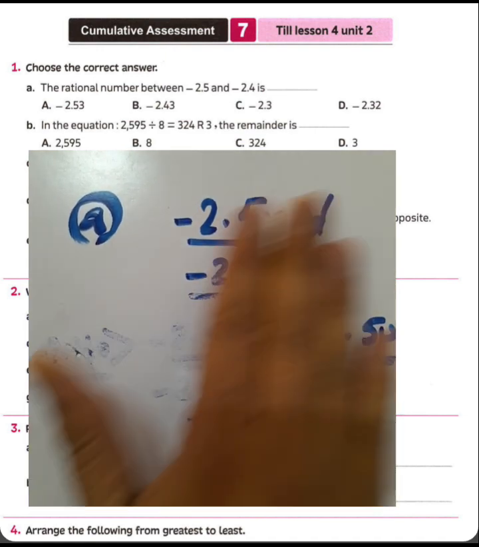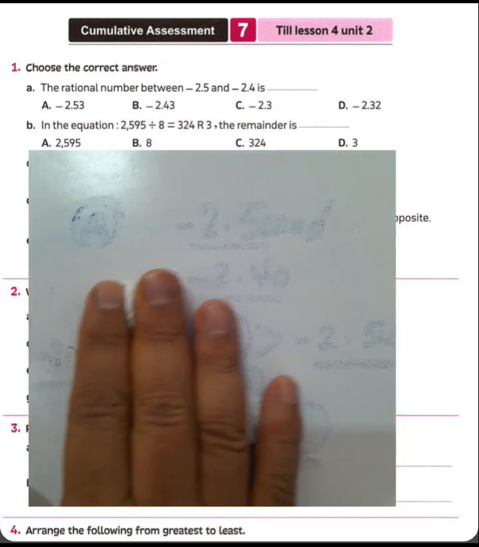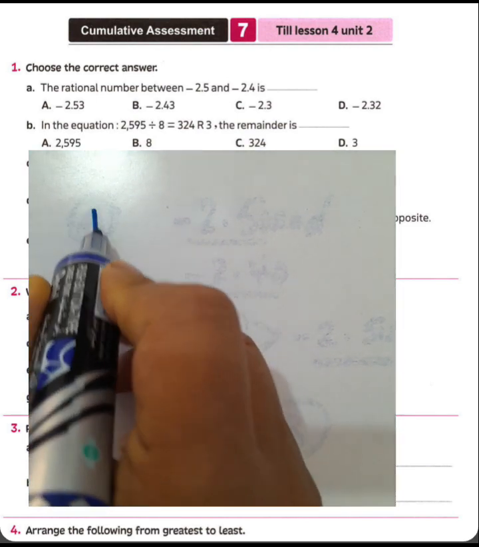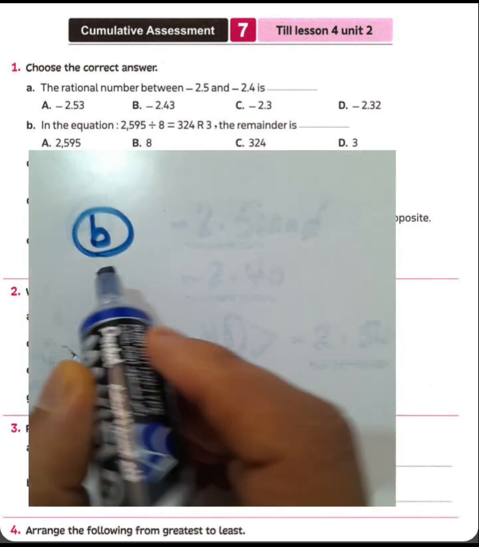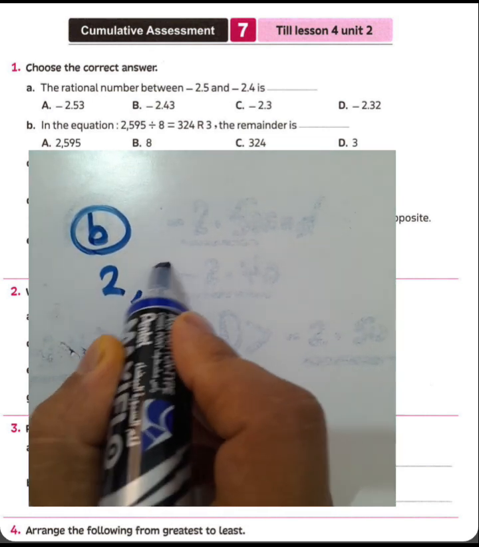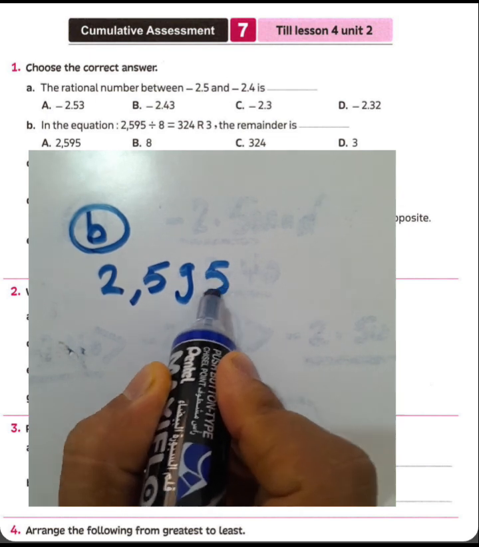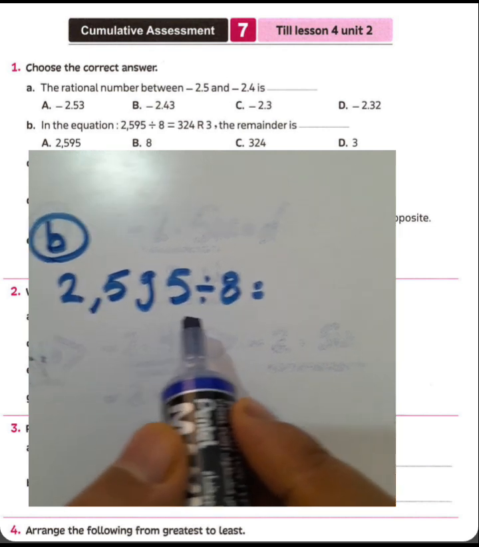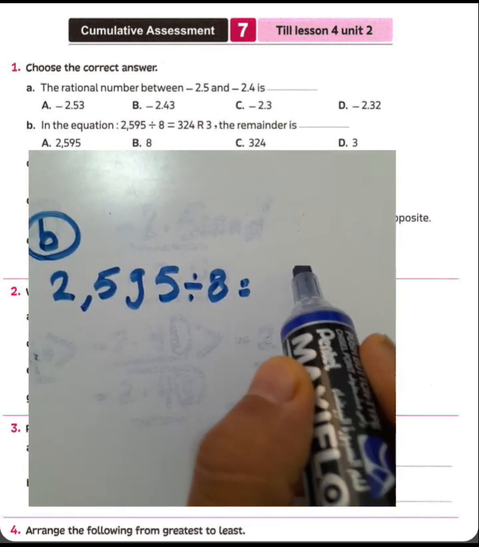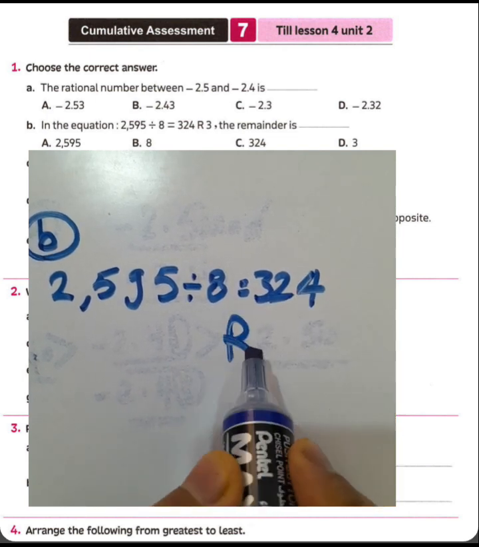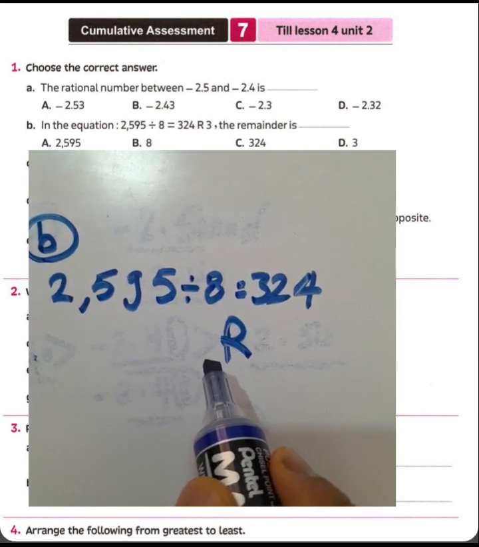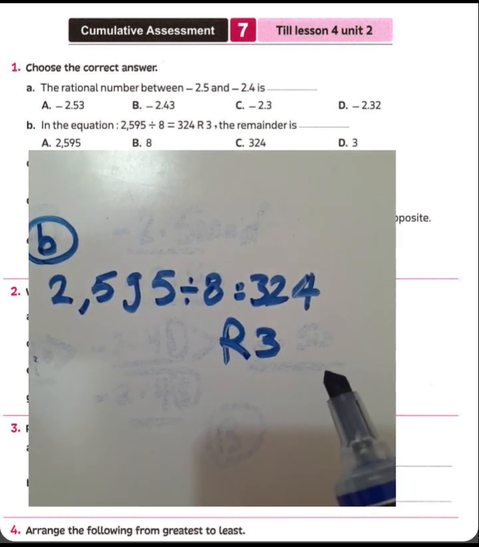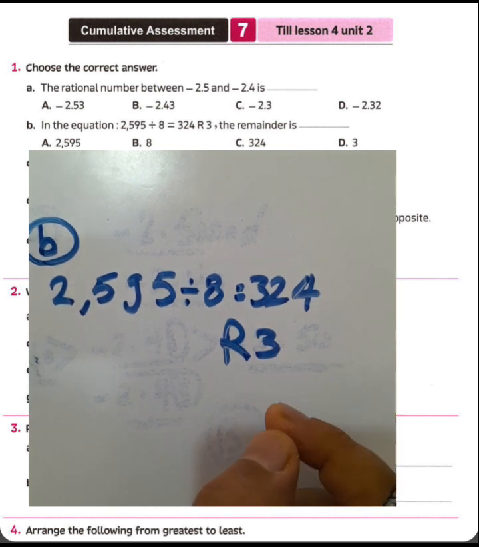Question letter B. In the equation 2595 divided by 8 equals 324 and the remainder 3. He asked about the remainder. The remainder here will be what? It will be 3.